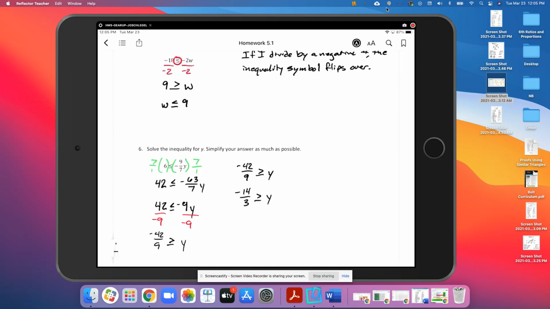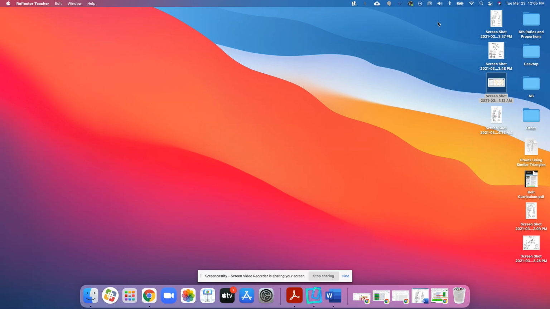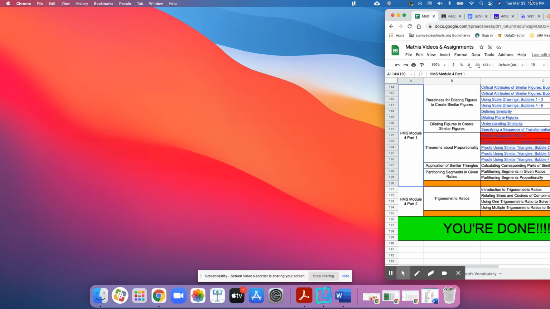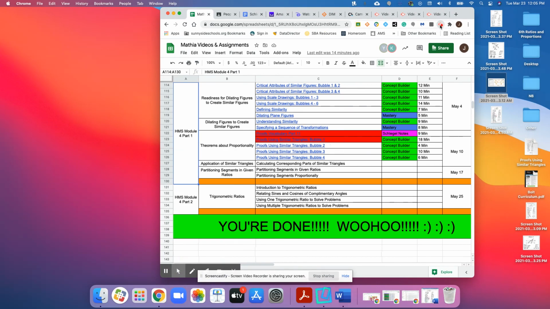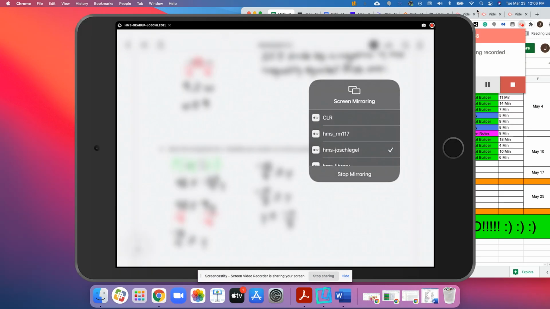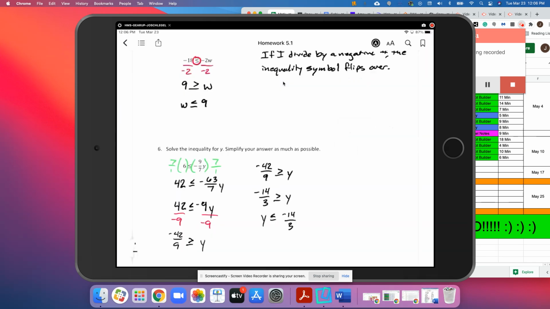And then again, for me, folks, I prefer to have the variable on the left side, so I would pick it up, flip it over, drop it back down, and I would get y is less than or equal to negative 14 over 3. Darn, my iPad disappeared again. All right, everyone, so that's going to be it for this homework assignment. I believe that negative 14 over 3 is the correct answer there. And with that, I hope this is helpful, and I hope that you have an awesome day.